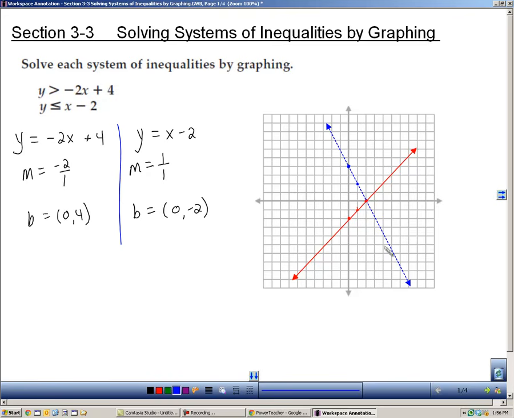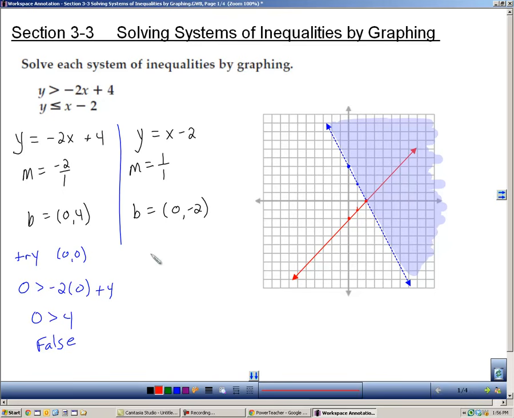Looking at this first line, I want to try a point, and I like to try 0, 0, so I'm going to see if 0, 0 fits in the original. So plug in 0 for y, 0 for x, and we end up with 0 greater than 4, which is false. That's a false statement. So we know that 0, 0 is on the bad side for the blue, so I want to shade on the right side.